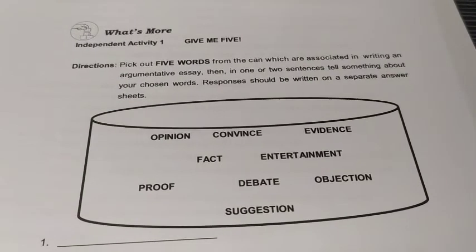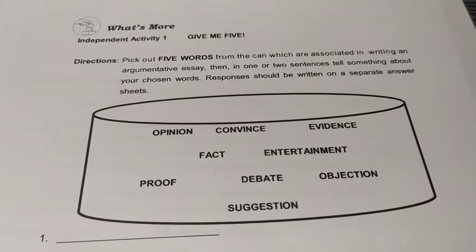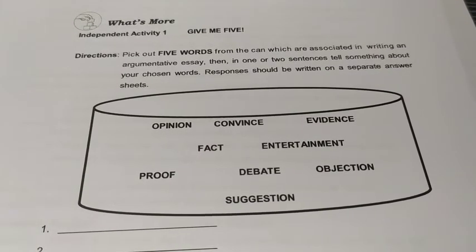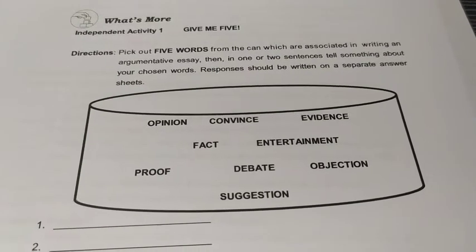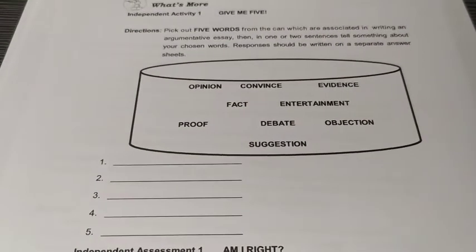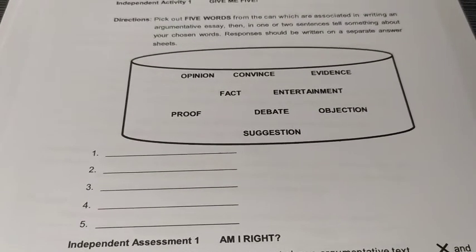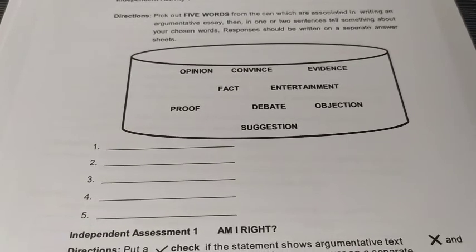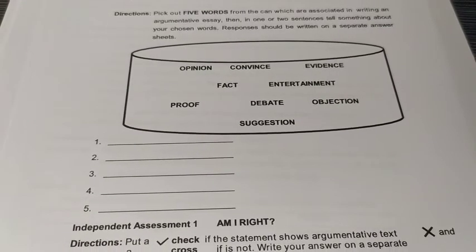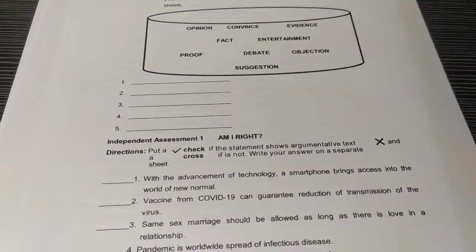Now, we will proceed to independent activity number 1. We have 5 words inside this shape. Then, in 1 or 2 sentences, tell something about your chosen words. Responses should be written on a separate answer sheet. So, pick out 5 words. For example, opinion, convince, evidence, fact, entertainment. Then you will use those 5 words to compose 1 or 2 sentences. So you will relate all of those words into a sentence or sentences.